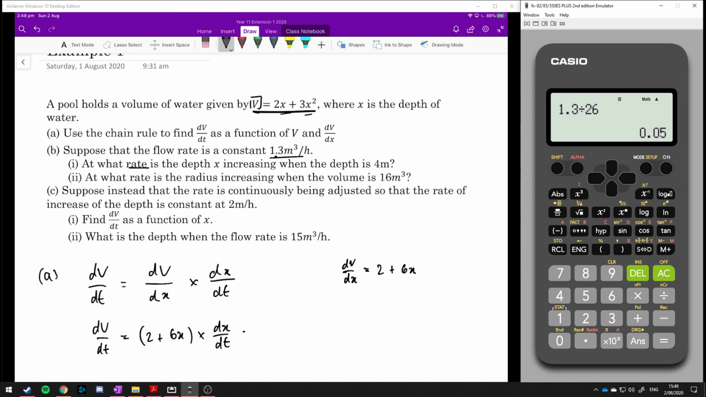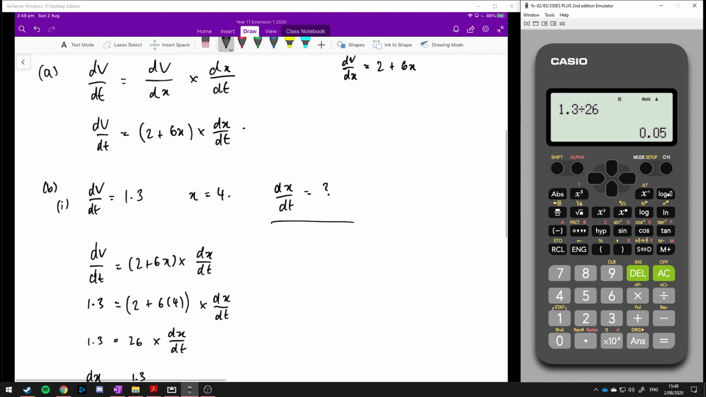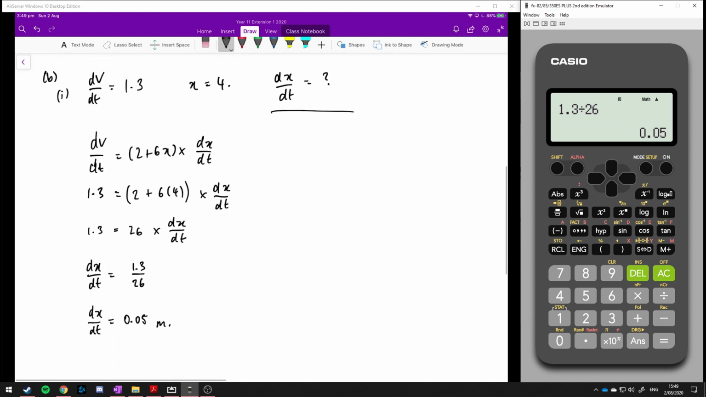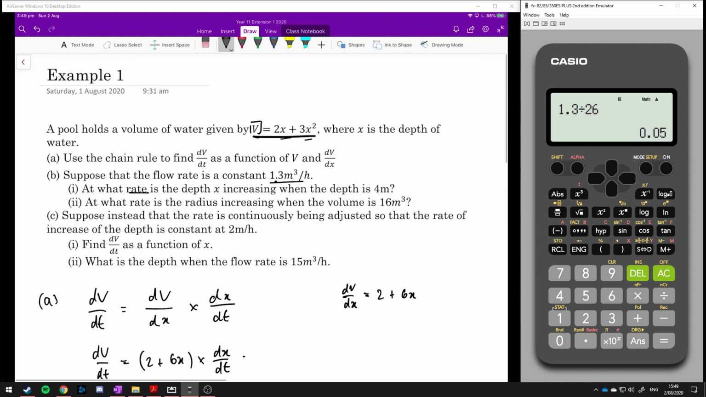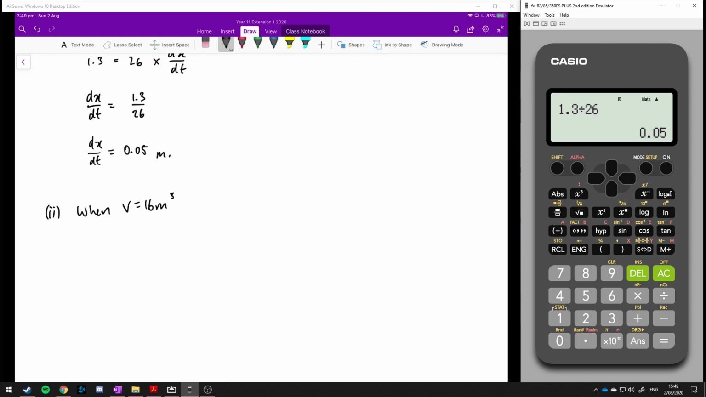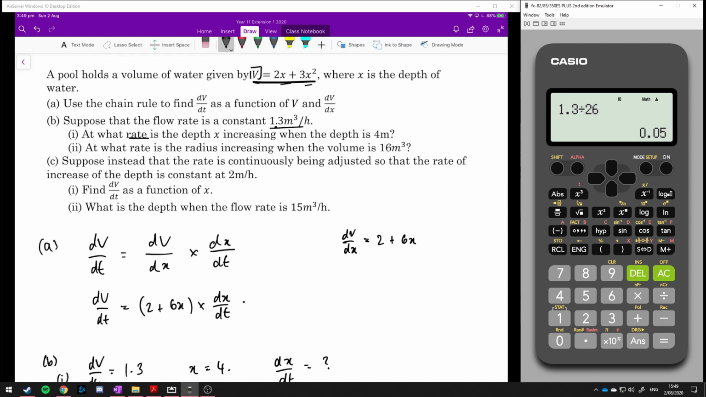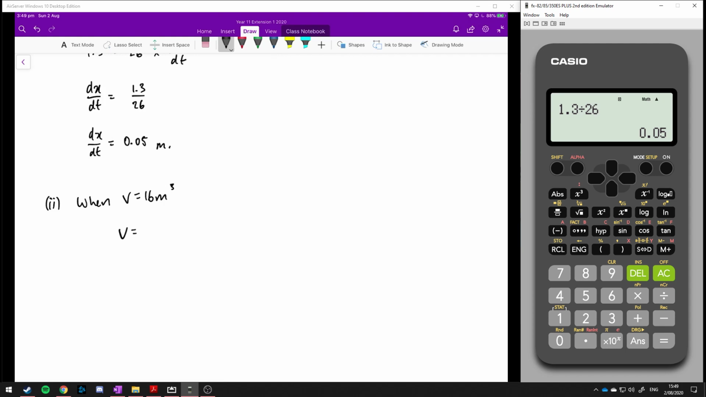Okay, so what we want to do with this one is substitute the volume into our equation again. So this is part 2, when V is equal to, and I believe it was 16 meters cubed. So we're going to substitute it back into the volume, because we want to know what the depth is of the volume. So we're going to substitute it back into this one up here. So V is equal to 2x plus 3x squared.